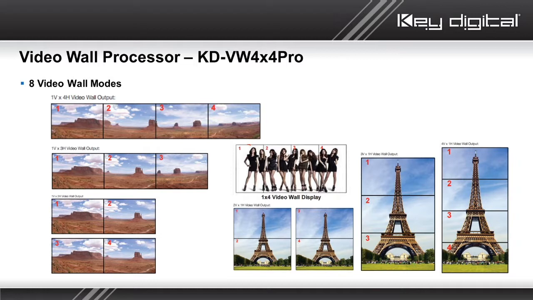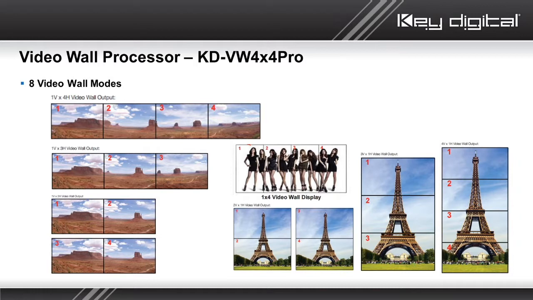And then there's even an additional mode that is 1 vertical by 4 horizontal with your panels rotated 90 degrees CCW, counterclockwise, as we see there right in the middle. So that's what makes this part the most flexible video wall product for digital signage in the marketplace.